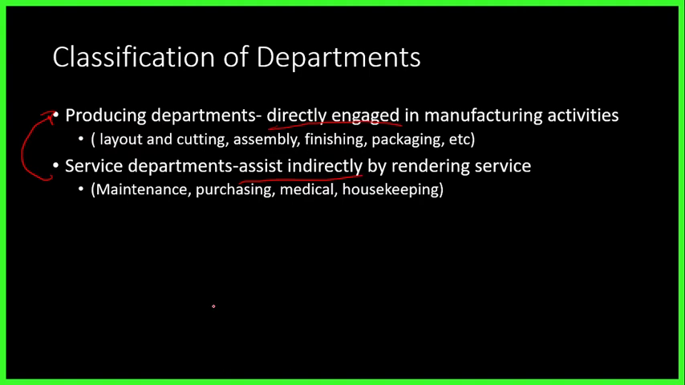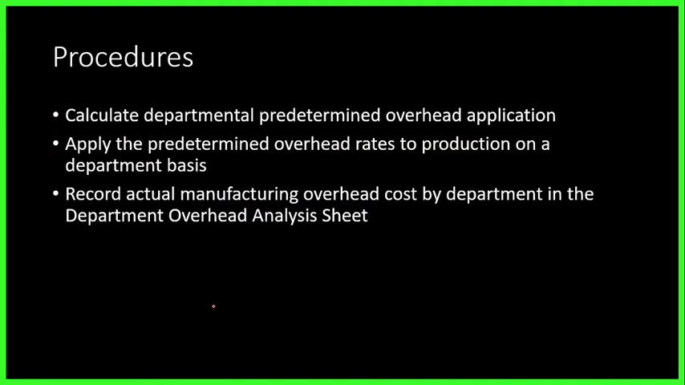Okay, so how do we identify that? These are the basic procedures. First, you calculate the departmental predetermined overhead application rate, and then you apply this rate to the production on a department basis, and then you record your actual manufacturing overhead cost by department. Very easy, no? Gaya ng previous discussion, you compute for the rate, you compute for the applied, and then you record the actual. You also record your applied, okay?